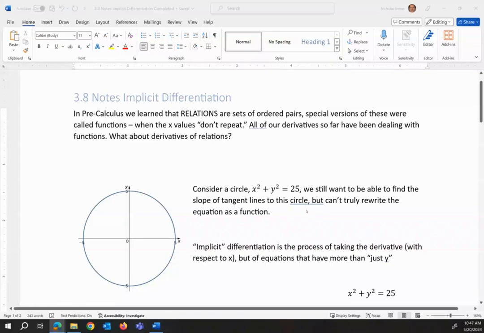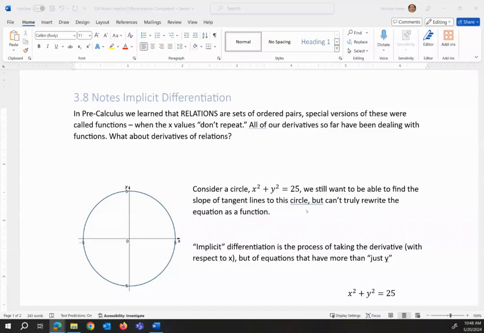All right, welcome. We have chapter 3.8, this thing called implicit differentiation. In pre-calculus, we learned about functions and relations. We've really only worked with functions, where every x value produces just one y value. But we had these things called relations that were kind of like the true backbone. The general idea here is that relations are just sets of ordered pairs. The x values could repeat, and that's fine.